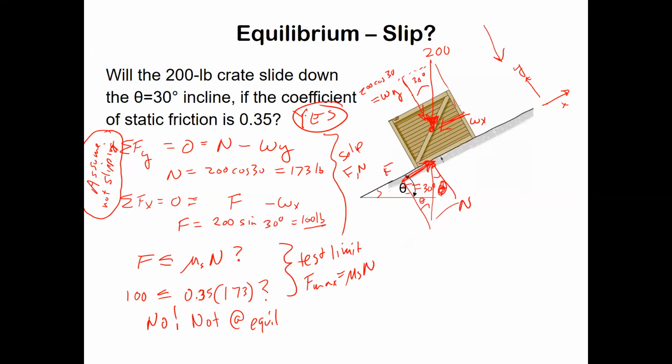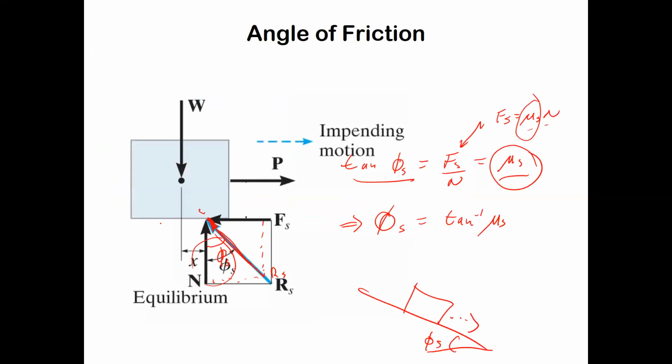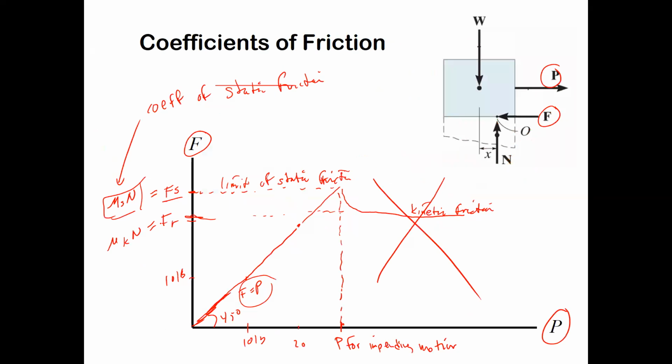So that inequality is incorrect, right? As we go back to the slide, the friction force is going to match whatever force is applied to that box to make it slip, until it reaches that limit. So the friction force is not always mu S N, it's going to be whatever it needs to keep the body from moving. But then at a certain point, it can't do that anymore, so the body starts to slip.